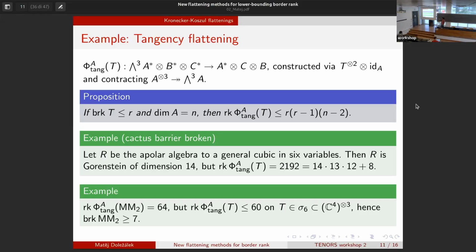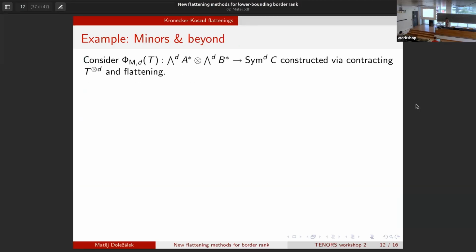But when you write it down, this is a full rank 64 by 64 matrix. So this proof is almost like a linear algebra exercise. So that's the tangency flattening. Now, let me mention another example.